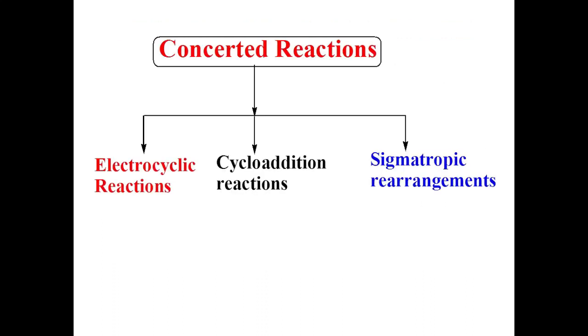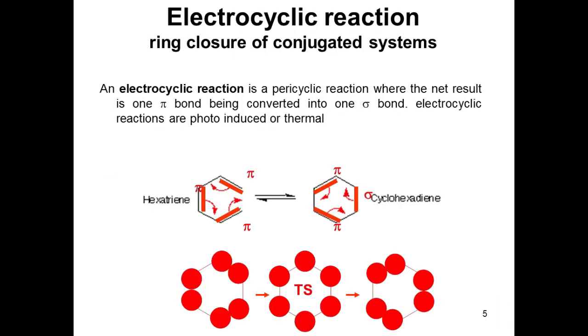The concerted reactions are of three types: electrocyclic reactions, cycloaddition reactions, and sigmatropic rearrangements. So first we are going to see the electrocyclic reactions. Here there are ring closures of conjugated systems.